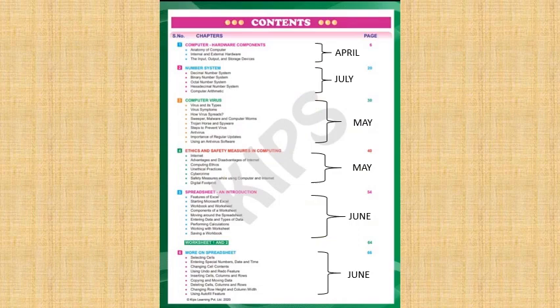Today we are going to see our syllabus month-wise. In the month of April, we are going to study Chapter 1, Computer Hardware Components. In the month of July, Number System. In the month of May, Computer Virus. In the month of May, Ethics and Safety Measures in Computing. Spreadsheet in the month of June, and more on spreadsheet in the month of June.